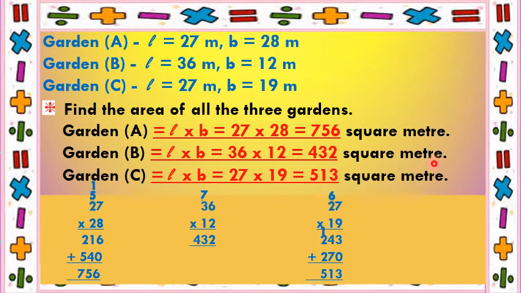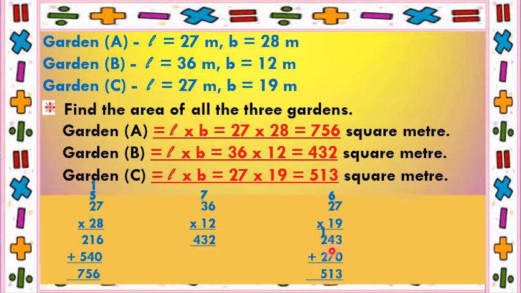Now let us find area of garden C. Length multiplied by breadth, that is 27 multiplied by 19. Now 9 sevens are 63. 3 down, 6 carry. 9 twos are 18 plus 6 is 24. Now 1 is in tens place, so put 0 down. 1 seven is 7, 1 two is 2.